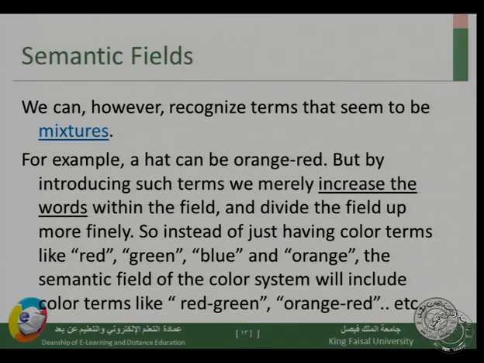So we said you can't say this is a red hat and at the same time say this is a green hat, but you can say that this hat is, for example, orange-red. So this is a mixture between two colors. By introducing these words, we are just increasing the words within the field. We are now introducing more words that divide up the field. So we are dividing now the field of colors in English as red, green, blue, and also as red, green, orange-red, and so on.